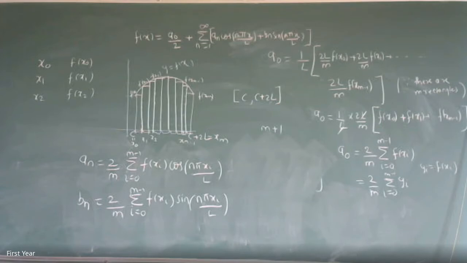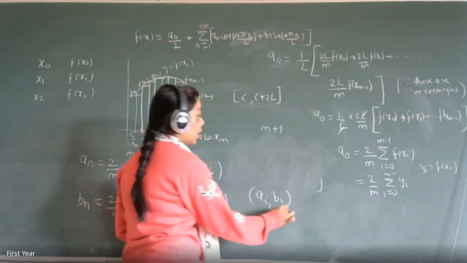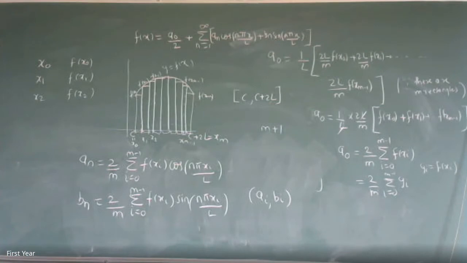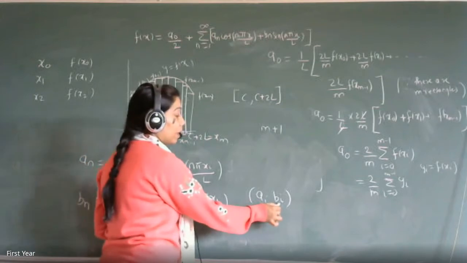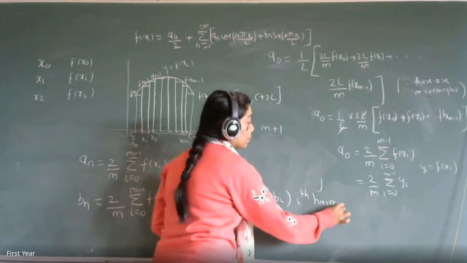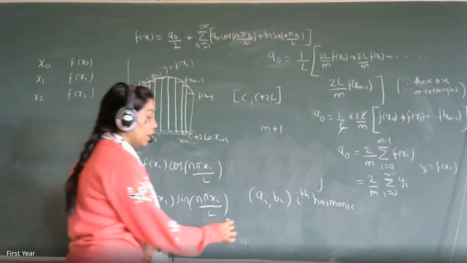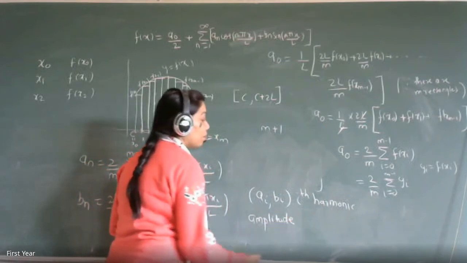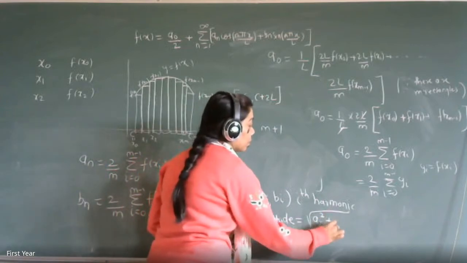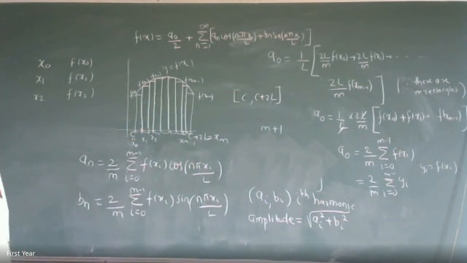Okay. Now you write down the remarks because that will be asked in the MCQ exam. ai, bi are called ith harmonics. ai, bi are called the ith harmonic, and the amplitude of the ith harmonic is given as square root of ai square plus bi square. Is this okay?